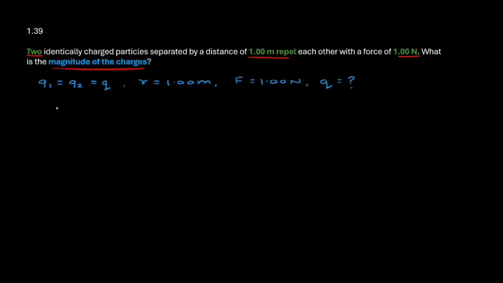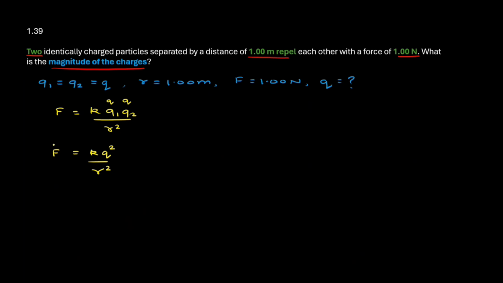Electrostatic force between two charged particles F is given as K Q1 Q2 over R squared. Now these two charged particles are identical. That means they have the same charge. So if I write Q1 as Q and Q2 as Q and multiply them together, we get F as K Q squared over R squared. I need to find what is Q.